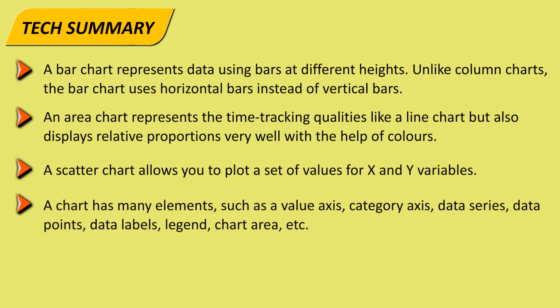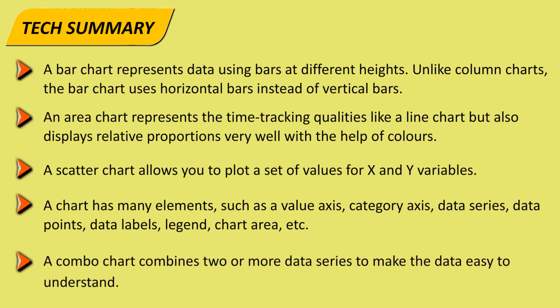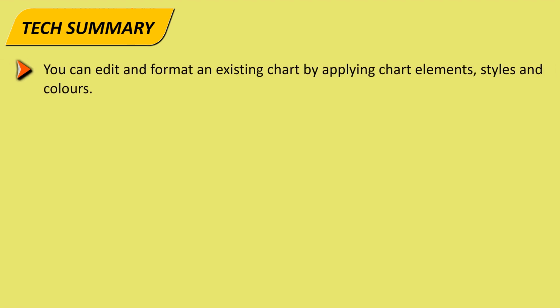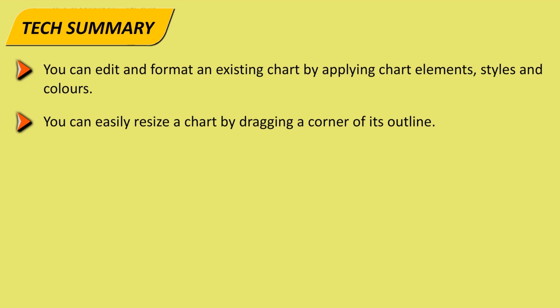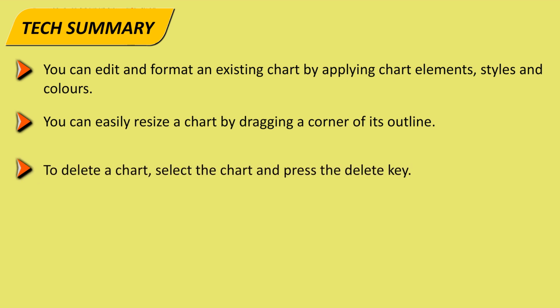A chart has many elements, such as a value axis, category axis, data series, data points, data labels, legend, chart area, etc. A combo chart combines two or more data series to make the data easy to understand. You can edit and format an existing chart by applying chart elements, styles, and colors. You can easily resize a chart by dragging a corner of its outline. To delete a chart, select the chart and press the Delete key.